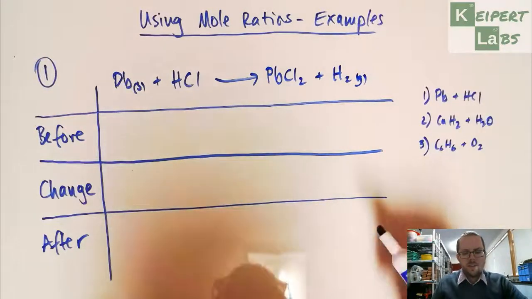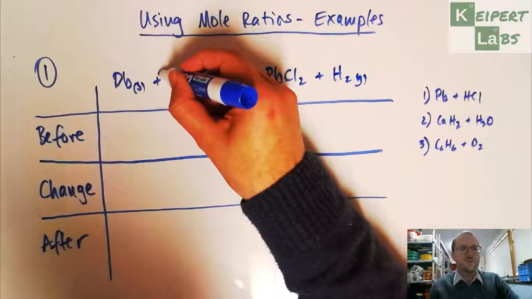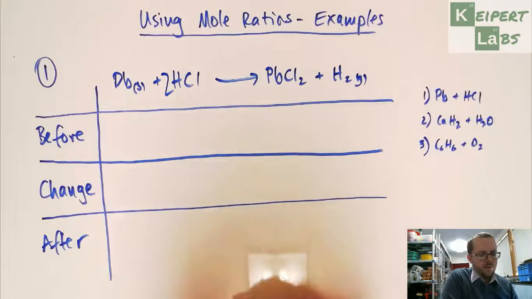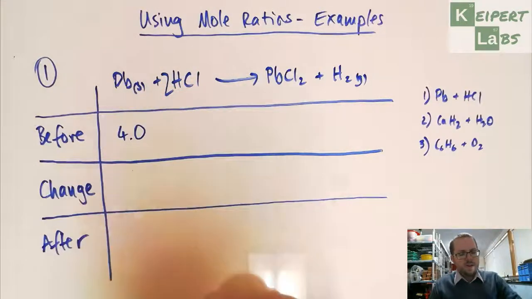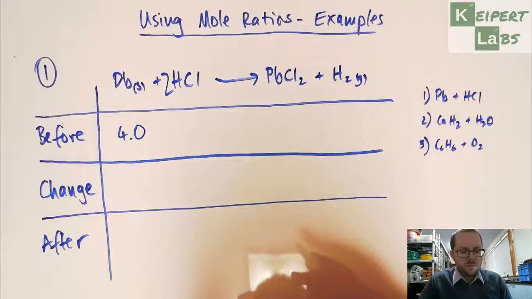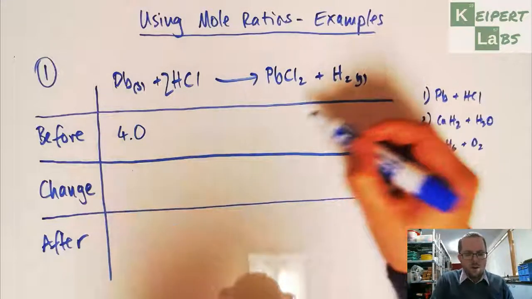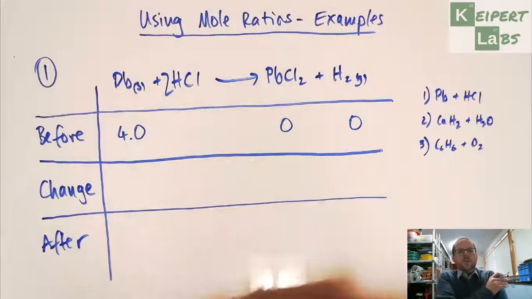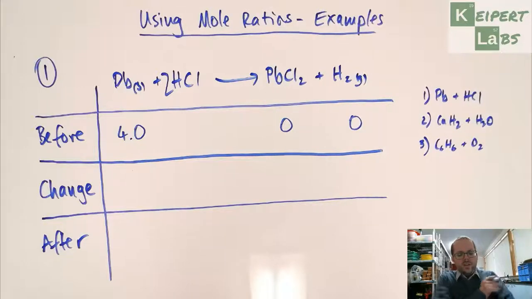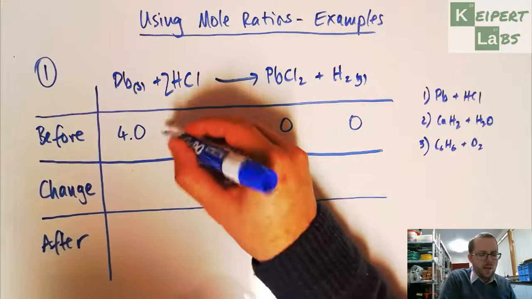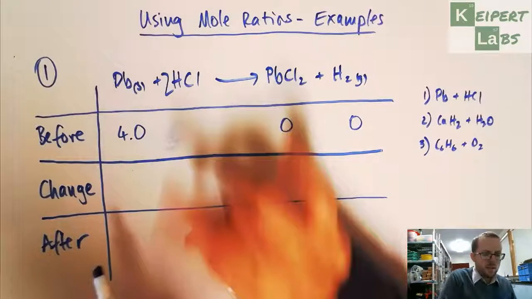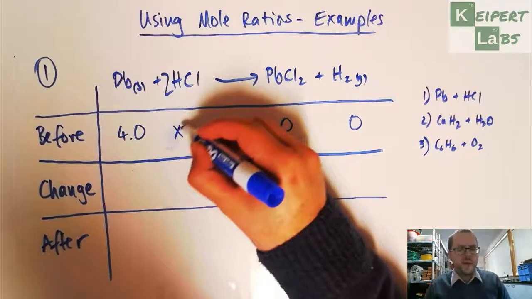To balance it, I need a coefficient of 2 in front of my HCl. I'm being asked, if I have 4 moles of lead and a certain amount of hydrochloric acid, starting with 0 product. One thing we're going to do in these examples to make things easier to start with is consider that we've got a certain number of one reactant, and an excess amount of the other reactant.